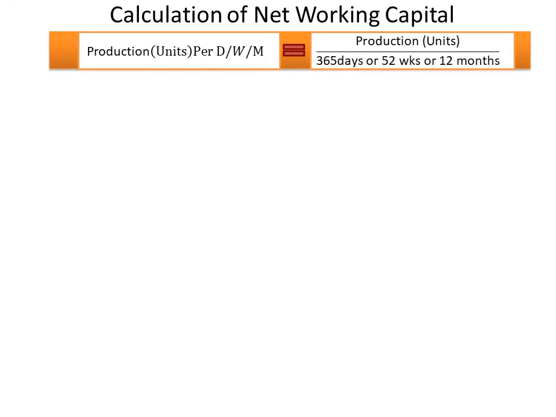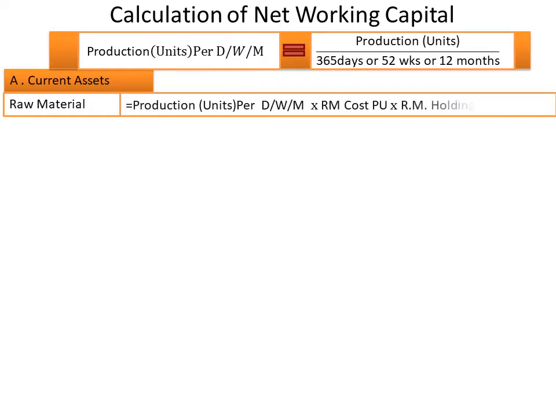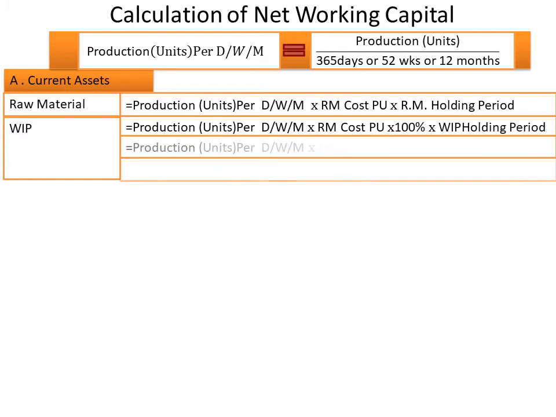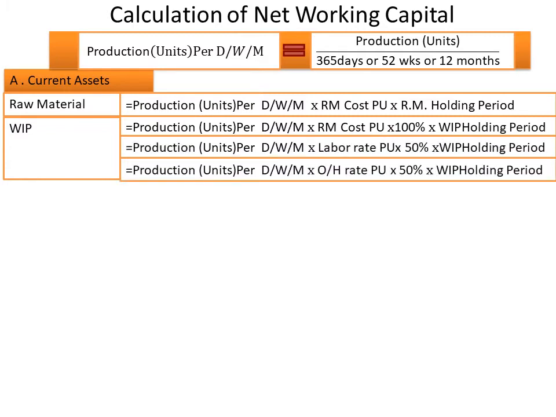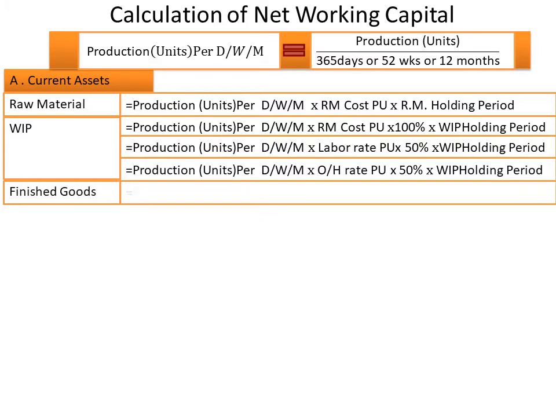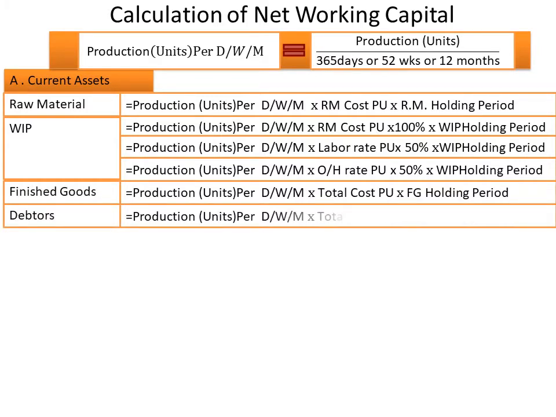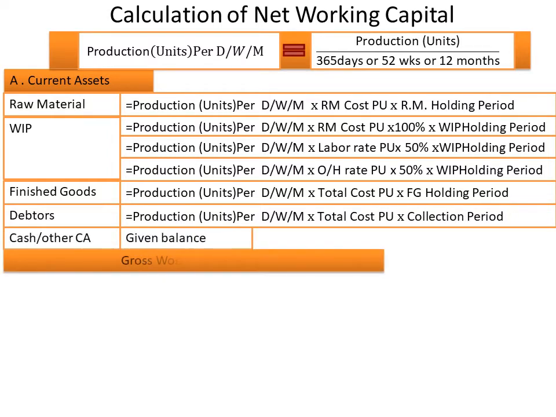Then start with current assets. First current asset should be always raw material stock. Now raw material stock value is equal to production unit per day or week or month into raw material cost per unit into raw material holding period. Next, consider work in progress with raw material 100%, labor 50% and overhead cost 50%. Next is finished goods stock, and then debtors. Now here consider other current asset if given in the question, and take total of values of all current assets. This value is known as gross working capital.